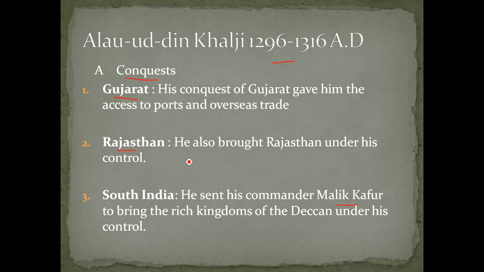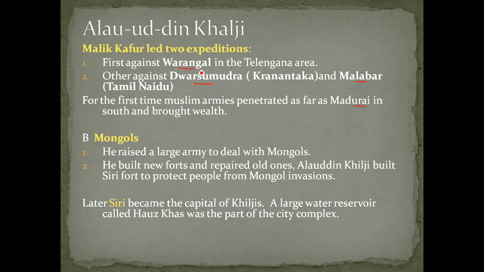His conquests are Gujarat and Rajasthan. For South India, he sent his commander Malik Kafur. First was against Warangal, and the other was Dwarasamudra, the modern day Karnataka, and then Malabar. Then another people that he had to deal with were the Mongols. Now how did he deal with the Mongols? One, he raised a large army, he built new forts, he repaired old forts.